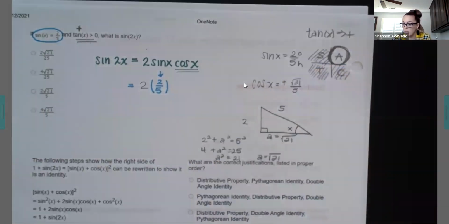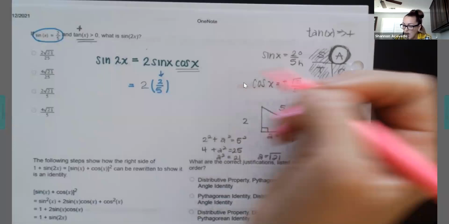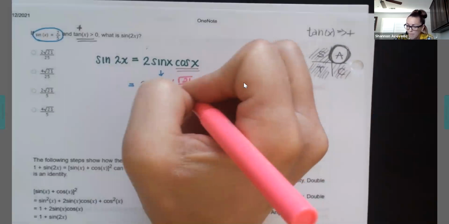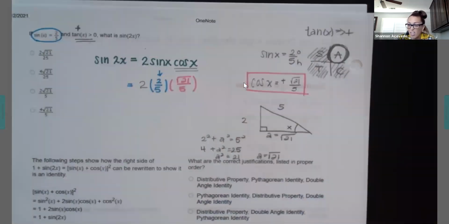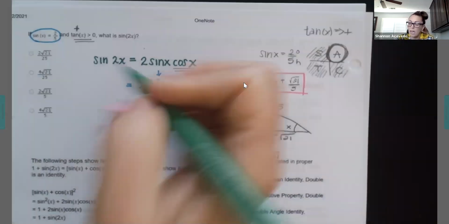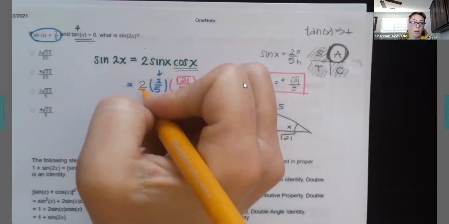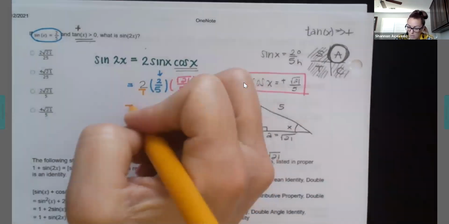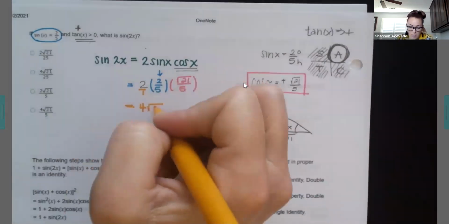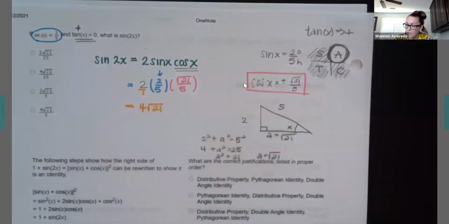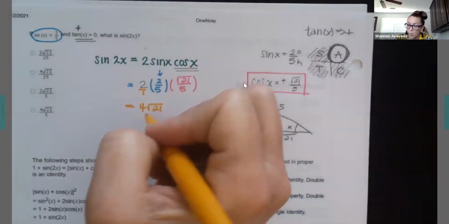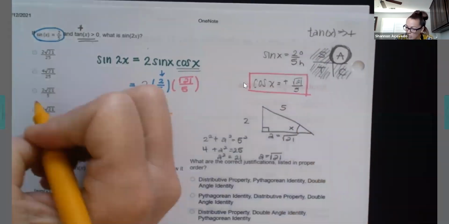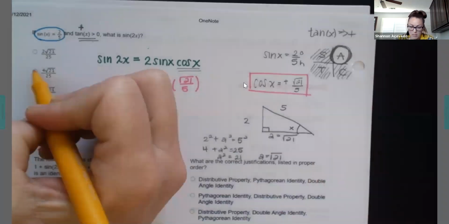So for this piece right here, I could go ahead and plug in my square root of 21 all over 5. I multiply everything through. If it helps you guys, remember 2 is the same thing as 2 over 1. And so it'd be 2 times square root of 21, which is going to give me 4 square root of 21. And this is 5 times 5, which is going to give me my 25. So here's my answer right here. Done.